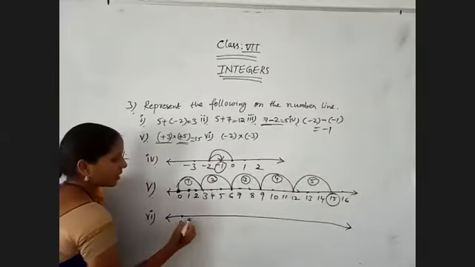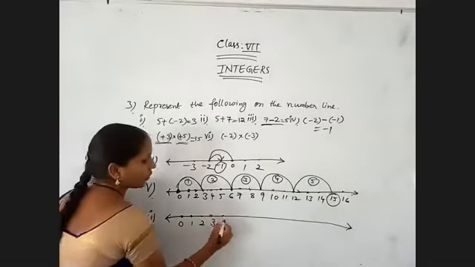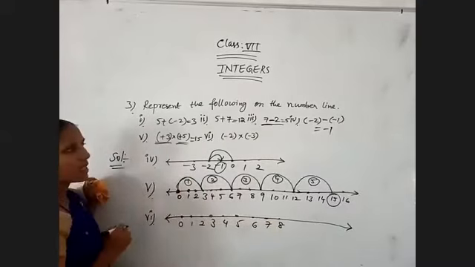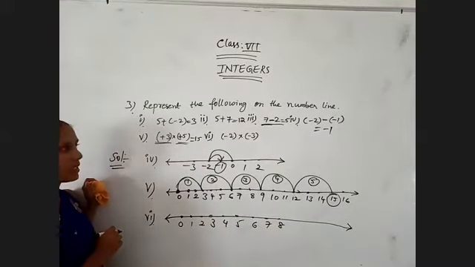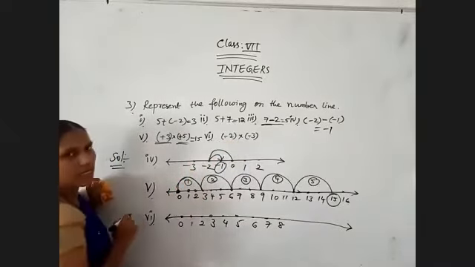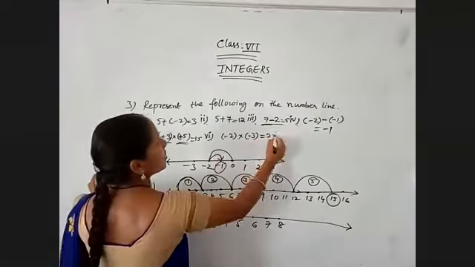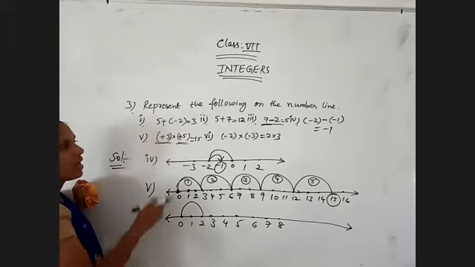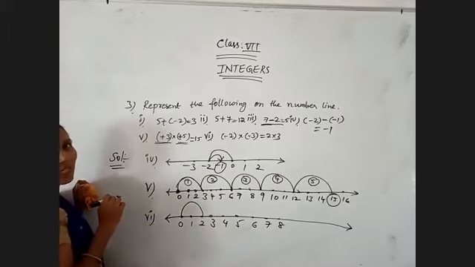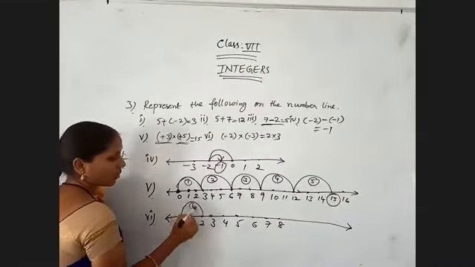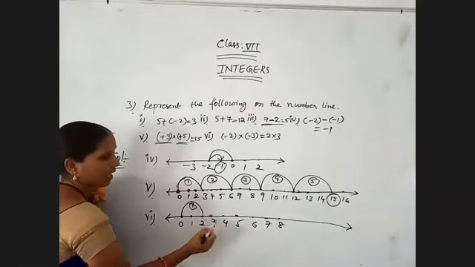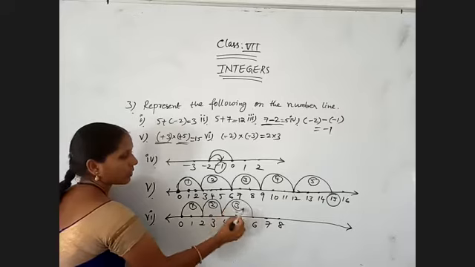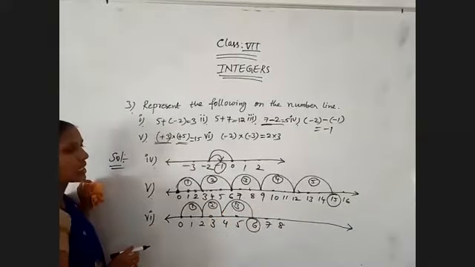Now coming to the first one. 0, 1, 2, 3, 4, 5, 6, 7, 8. Okay, now the first number is minus 2. But minus into minus will become plus. That is nothing but 2 into 3. So 0 to 2, 2 steps to the right. And again, how many times do we have to repeat the operation? 3 times. So first time over. Again, we need to skip 2 numbers here. 1, 2. That is 4. So second time over. And 1, 2, 6. Third time over. So we need 3 times only, that is 2 times 3 is 6.